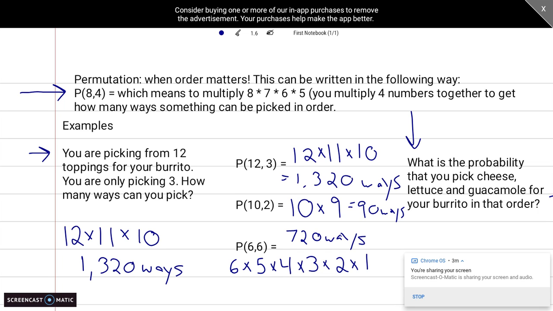Now we're going to go back to that burrito problem because you are going to be asked questions of what's the probability of getting these 3 things or this many things in this certain order. So what is the probability that you pick cheese, lettuce, and guacamole for your burrito in that order? Well, I know that I can pick 1,320 different ways. So all I have to do, and I really can only have this one time, 1 over your permutation answer of 1,320. That is going to be your probability for that situation.